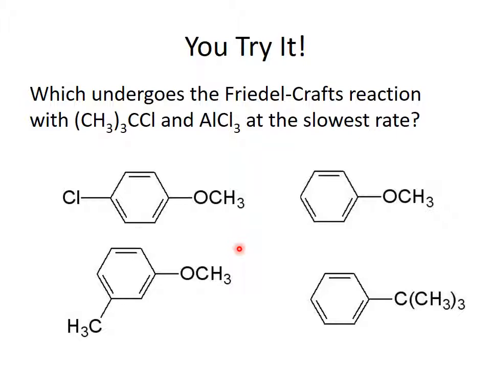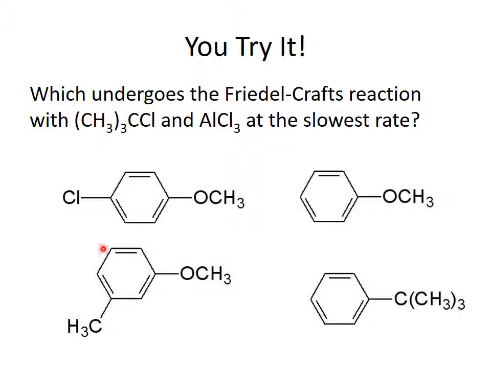So which of these substrates will undergo the Friedel-Crafts reaction at the slowest rate? Well, let's go ahead and look at what we have on the rings. Here we have a slight deactivator with an activator. Here we have 2 activators. Here there's 1 activator, and here there's 1 activator.